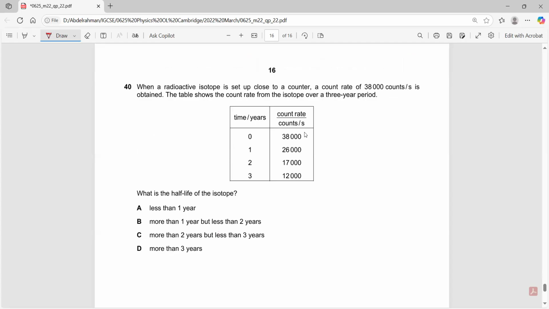What is the half-life of this source? It started off with 38,000 counts. Can I find the half-life? Divide 38,000 by 2, which is 19,000. Where is 19,000? It's somewhere in between 26,000 and 17,000. Therefore, the time would be between 1 and 2 years. It's more than 1 year, but less than 2 years.